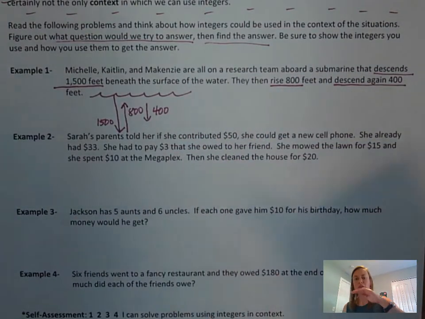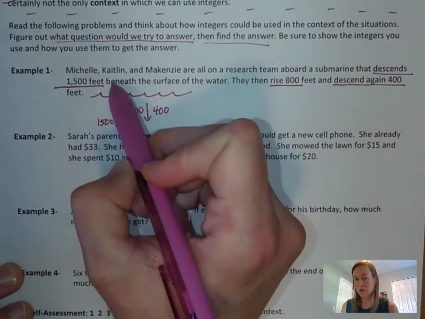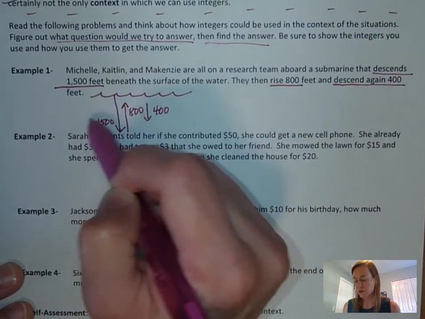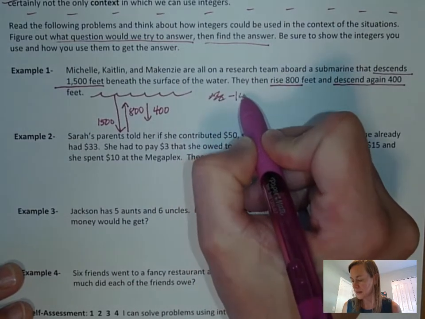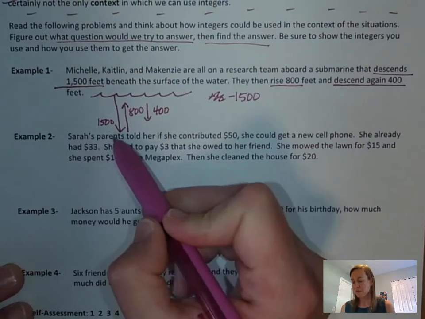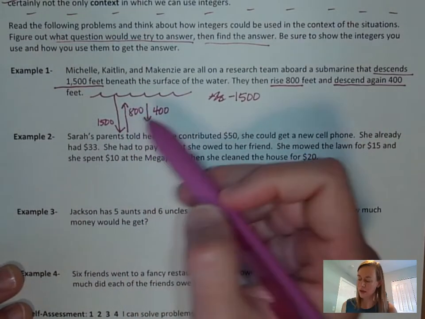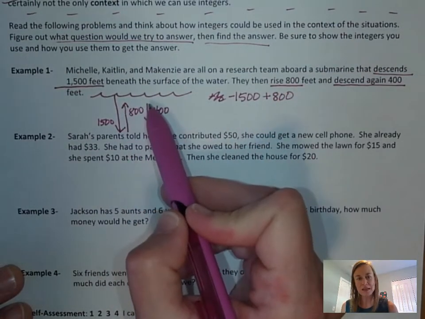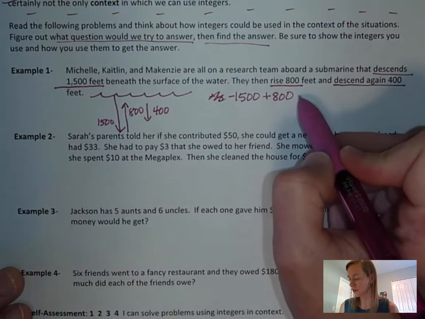So if you think about going underneath the water, that's probably something we want to represent with a negative number. So if they were flying above the water in a plane or something, that would be a positive number. But going under the water is going to be negative. So this 1,500, let's make it negative. Now when they go up 800, that's a good place to use a positive because they're going up. So let's write plus 800. And then when they go back down 400, that's another time where we're going to use a negative. Great.